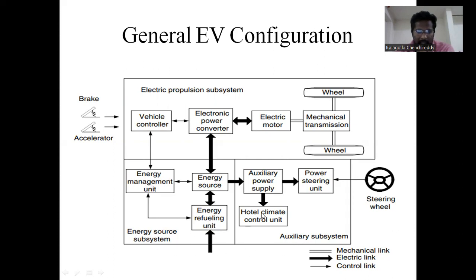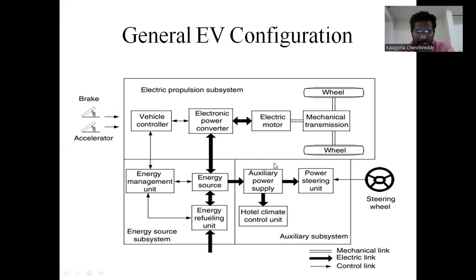Next, this is the auxiliary subsystem. The auxiliary subsystem has the auxiliary power supply, power steering, and the climate control unit. Recent vehicles all use power steering units. This total is the auxiliary subsystem, the third of the three subsystems.